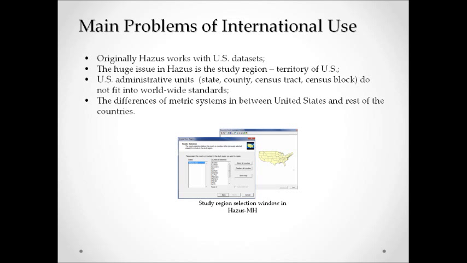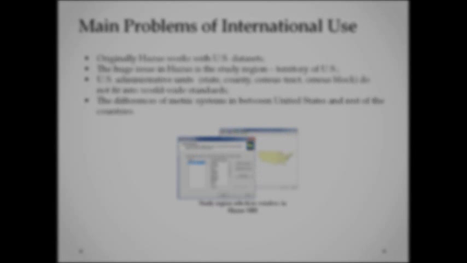And this study region is created from the administrative and census units. And so the hierarchical structure of state, county, census tract, and census block, which is used in Hazus, does not fit to worldwide standards. That's the main problem. The second smaller problem is the differences between the metric systems in the United States and the rest of the world.